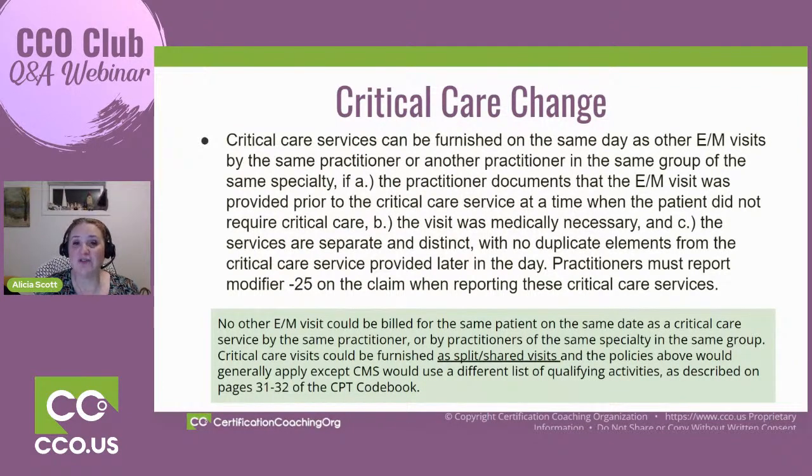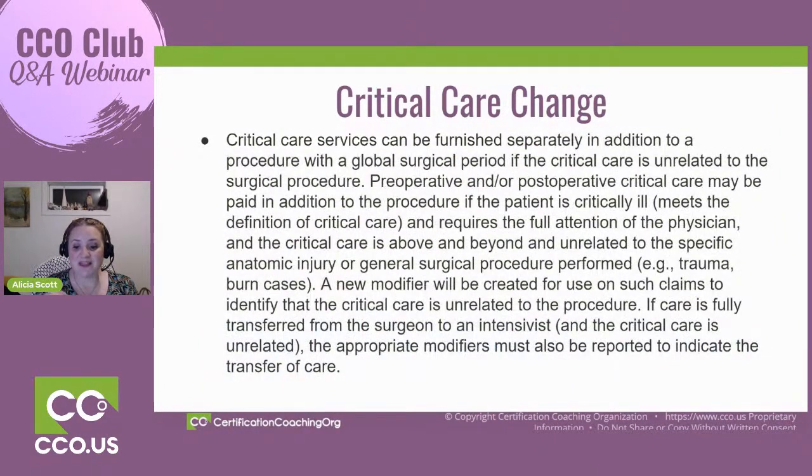But chances are there will still be changes. So 6 months from now, CMS could change this whole idea again. With that being said, I've got a note regarding what could be changed on not this slide, but the next one. Let's see, they're talking about in this bullet, pre-operative and post-operative critical care can be paid in addition to the procedures if the patient meets the definition of critical care criteria.